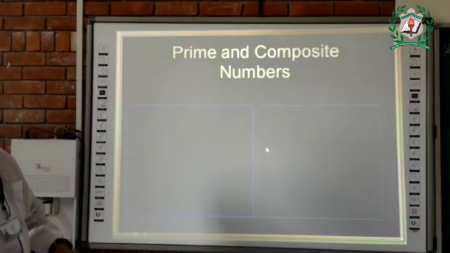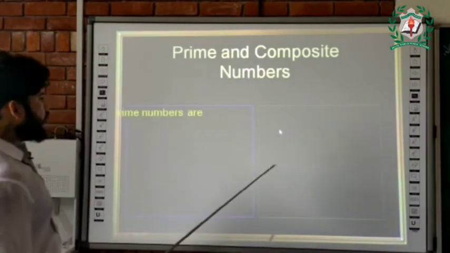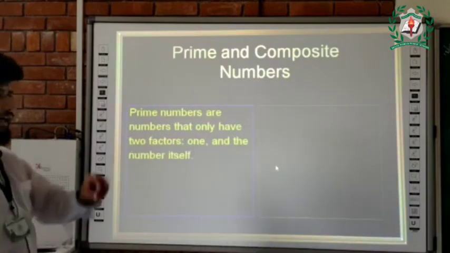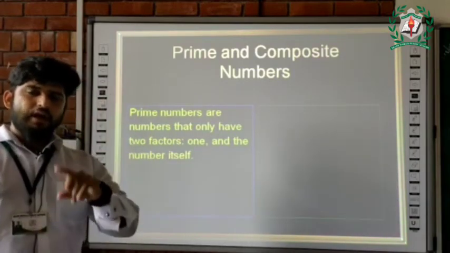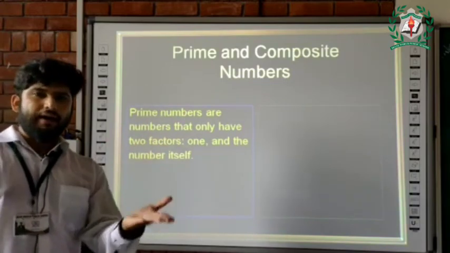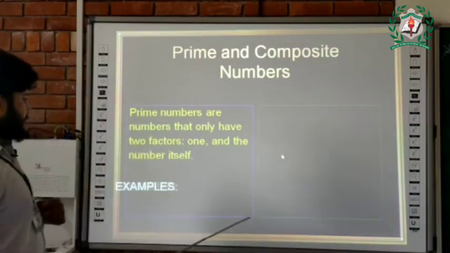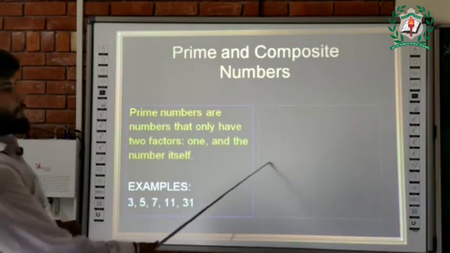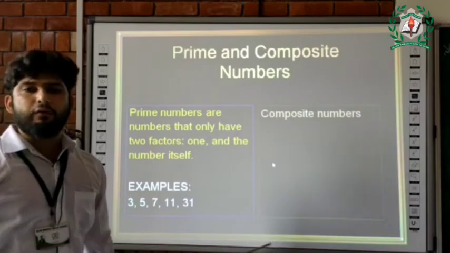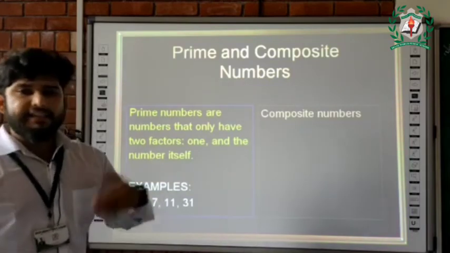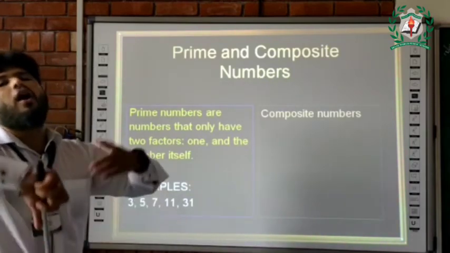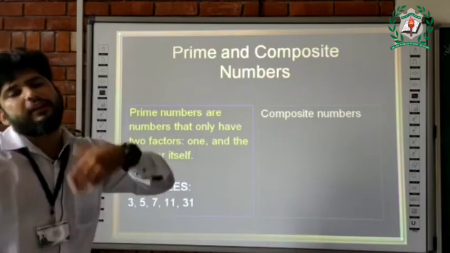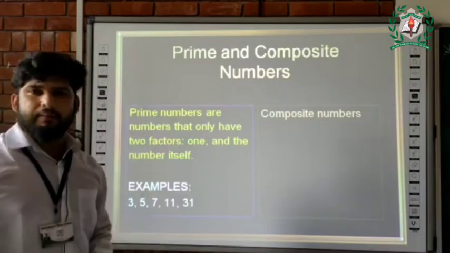Now prime and composite numbers. Prime numbers are those which have only two factors, 1 and itself. जिसके सिर्फ दो फैक्टर होते हैं, 1 और खुद. Okay, examples: 3, 5, 7, 11, 31. Composite numbers are those which have more than two factors, जिनके 1 भी होते हैं, itself भी होते हैं और extra भी होते हैं. जिसके 2 से ज्यादा फैक्टर हो जाए उनको आप कंपोजिट नंबर बोल देंगे.